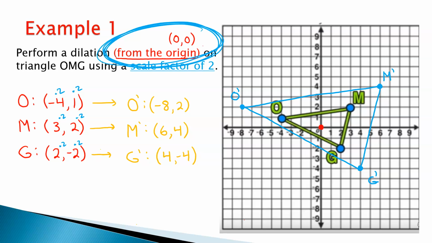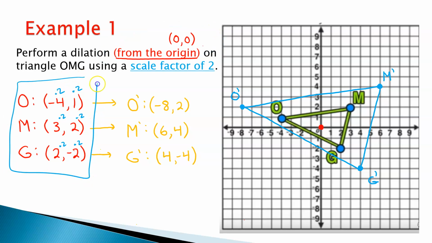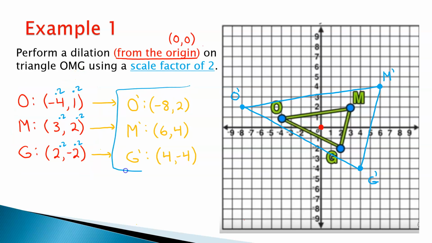I cannot stress that enough. When you are dilating from the origin, from the center of your graph, you basically just take all of the pre-image coordinates, right? So all those nice corners of my triangle. I take all those coordinates and I apply the scale factor. I multiply by my scale factor to get the new O prime, M prime, G prime. And then all you have to do is just go back and graph it.